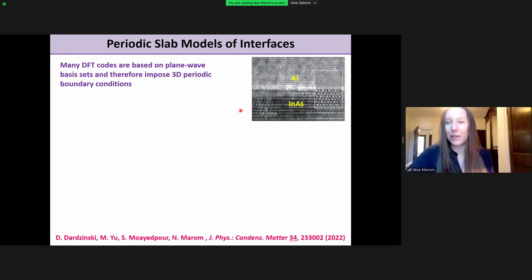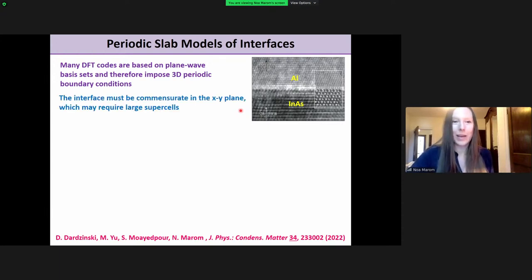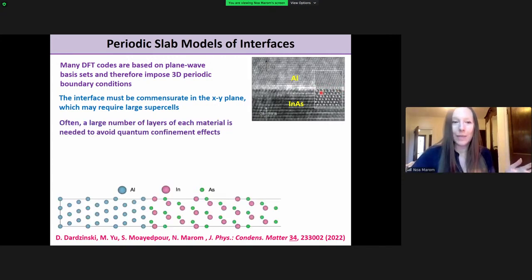However, an interface doesn't have a 3D periodicity. And so in order to deal with that, we have to, first of all, make sure that our interface model is commensurate in the XY plane, which may require a large supercell in the XY plane. And then we have to make sure that we have enough layers of each material to avoid quantum confinement effects and reach the bulk limit, which makes the simulation even larger.